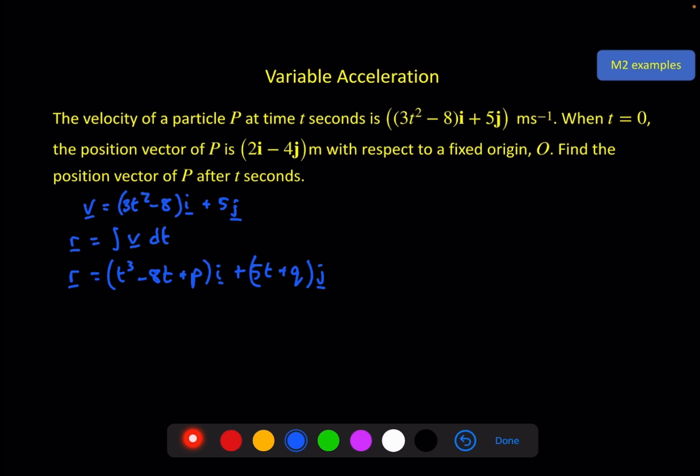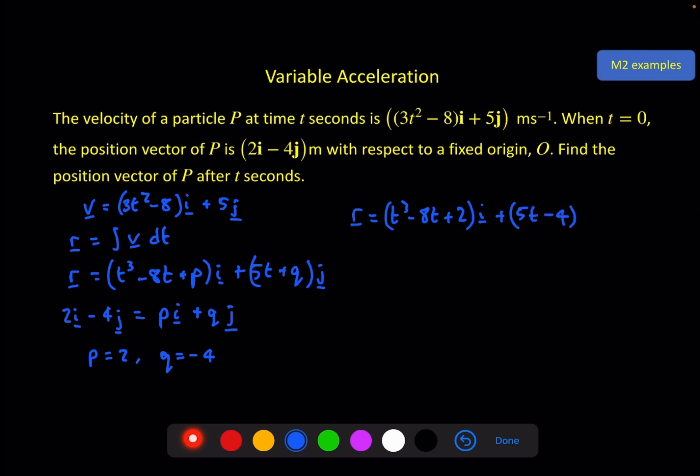When t is 0, the position vector is 2i minus 4j. T is 0 gives us pi here, plus qj here, so p is just 2, and q is minus 4, which gives a final answer of (t cubed minus 8t plus 2)i plus (5t minus 4)j. Now that's an easier question than the one before it, because this is not the full question.